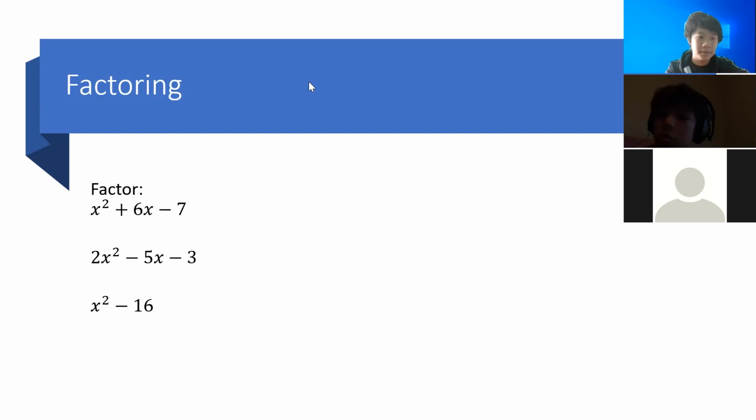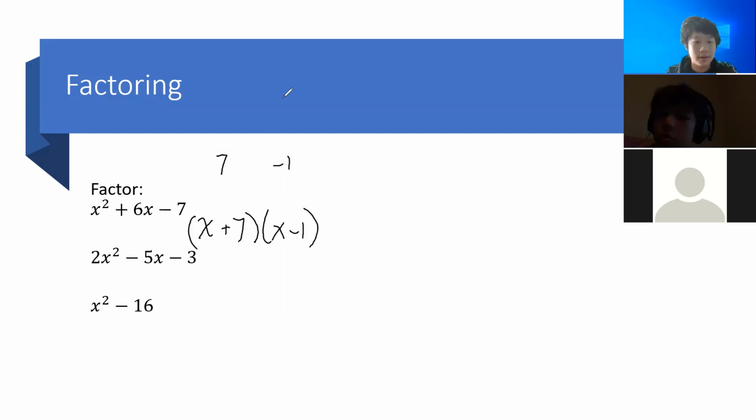All right, guys, time. So how do we factor? When we factor, we basically ask ourselves, for the first one, what two numbers multiply to -7 but add to positive 6. So we think about our numbers and we see, oh, 7 and negative 1. So it's going to be x plus 7, x minus 1.